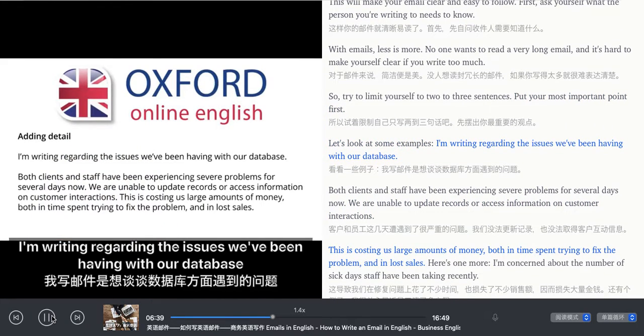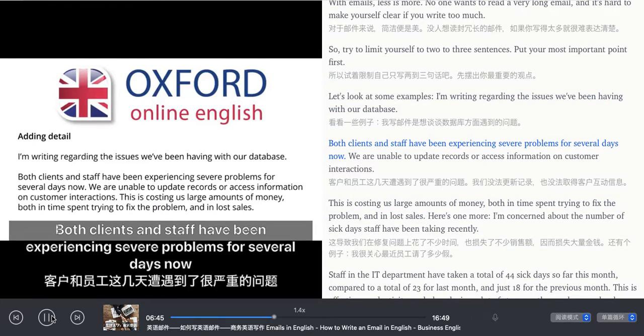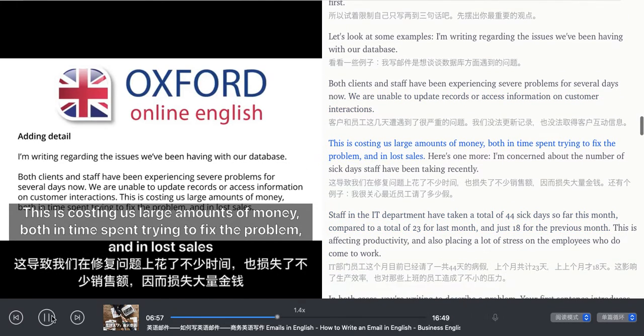I'm writing regarding issues we've been having with our database. Both clients and staff have been experiencing severe problems for several days now. We are unable to update records or access information on customer interaction. This is costing us large amounts of money, both in time spent trying to fix the problem and in lost sales.